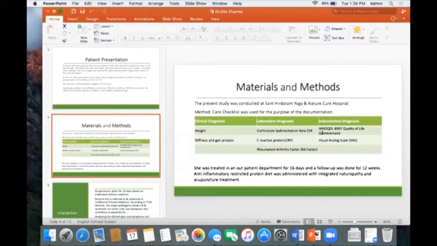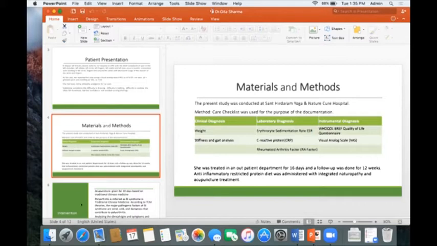And for instrumental diagnosis, we used the visual analog scale for pain and swelling. And to assess quality of life, we used the WHO QOL BREF questionnaire. Basically, we treated her in the outpatient department because she didn't want to get admitted. So she was coming daily to the OPD, taking the treatments and going back home. But a proper diet chart was prescribed to her, and she was following that.